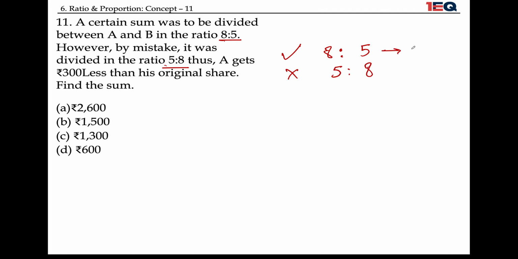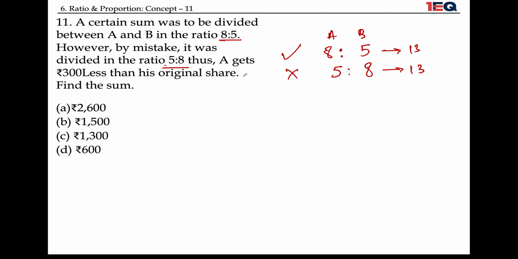The sum of 8 plus 5 is 13 here. The sum of 5 plus 8 is also 13 here. This means I need not equate the ratios together at any cost. So if I'm not equating the ratios together, what am I actually doing? I am considering that they actually had 8 rupees and 5 rupees with them, and they actually had 5 rupees and 8 rupees over here. So this is A and this is B.